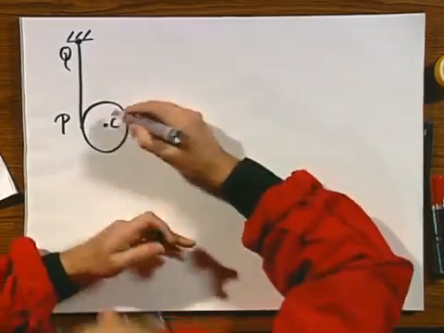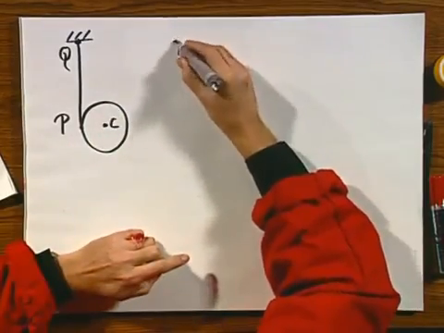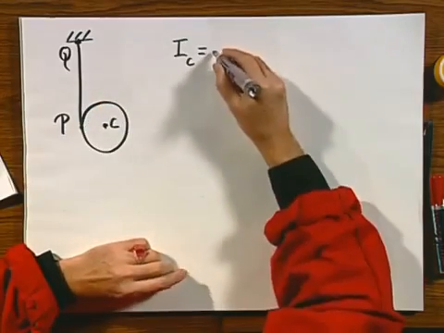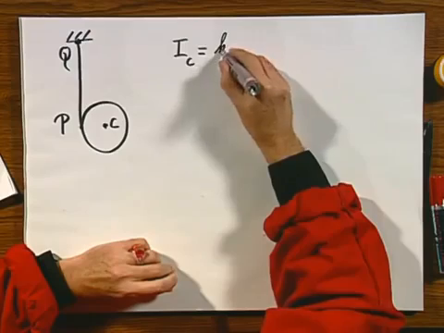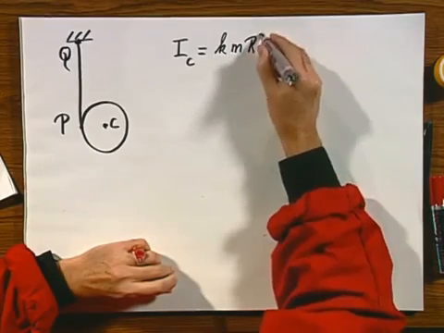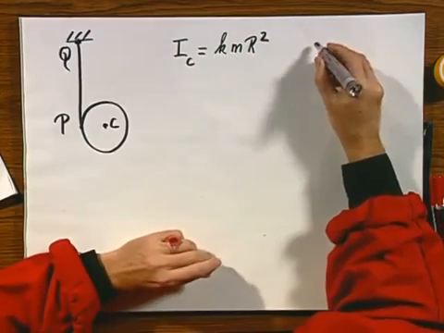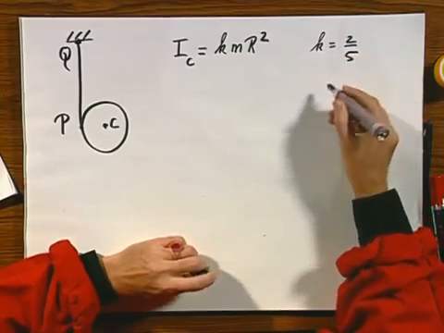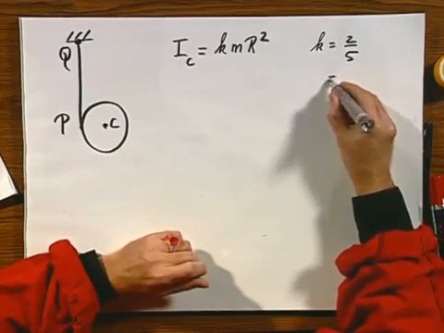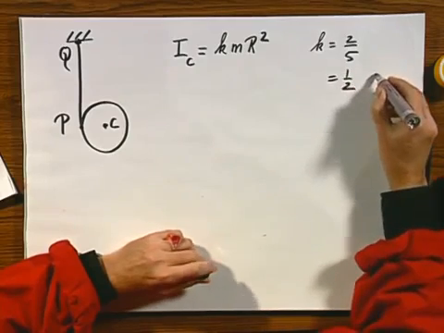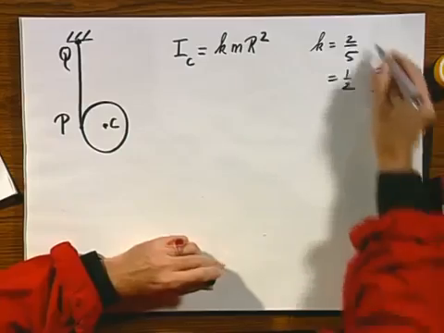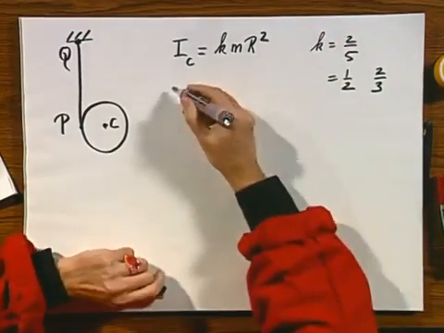The object could be a sphere or a cylinder, and the moment of inertia about that point C, about the axis of rotation perpendicular to the paper, equals kmr squared. If this were a solid sphere, then k would be 2/5. If it were a solid cylinder or a disk, then it would be 1/2. And if it were a hollow sphere, then k would be 1/3. And all these combinations you can look up in tables.